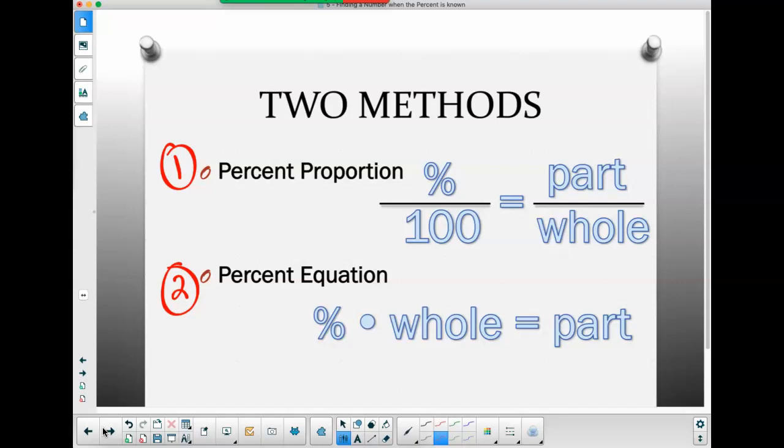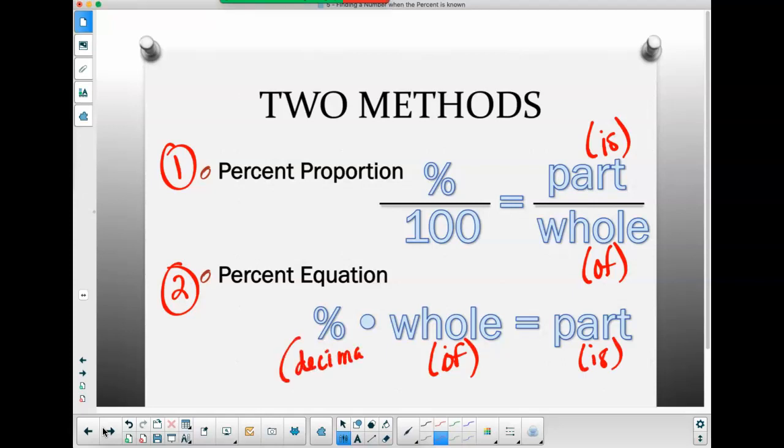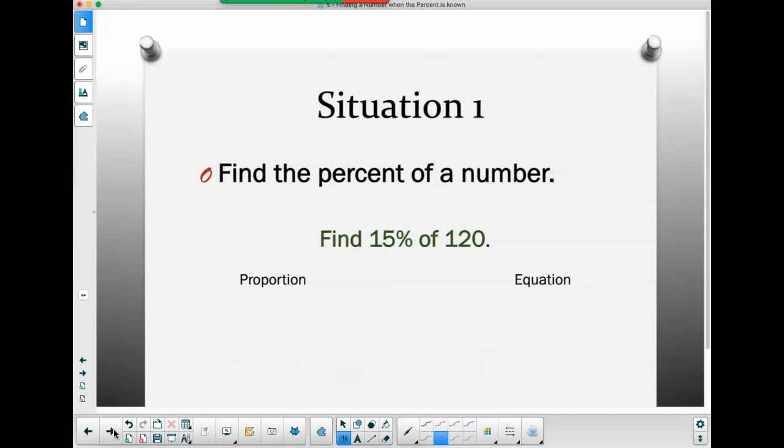We can do either one, but percent over 100, part over whole. Remember, part is the word is, and whole is the word of. Same with the equation: whole is of, part is is. The only thing there is we have to remember the percent is a decimal. I'm going to stick to the proportion because I think it's easier. Let's look at the first situation: find 15% of 120. I'm going to cross off the equation and just do the proportion.